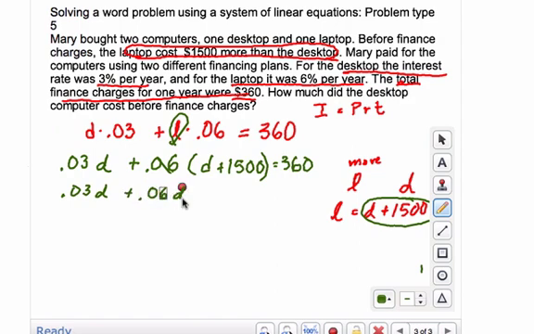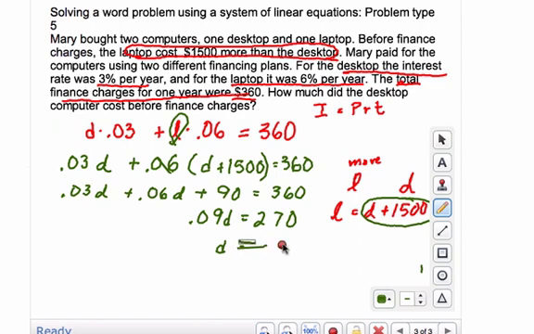0.06D plus, let's see, 0.06 times 1,500 is 90. Okay, so we're going to add these like terms together. That's going to give you 0.09D. You're going to subtract 90 from both sides. That's going to give you 270. And then you're going to divide both sides by 0.09. And that's going to give you 3,000.